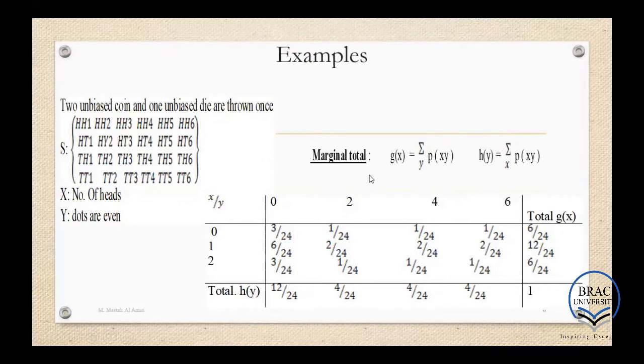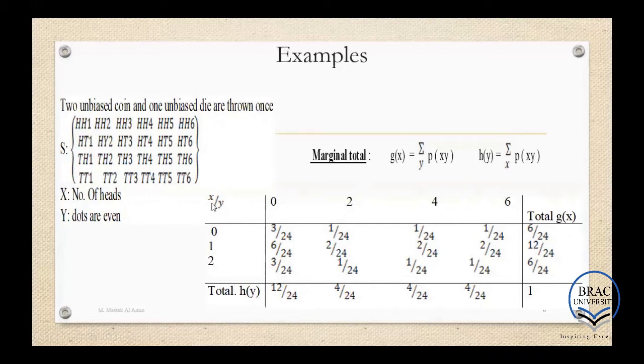So how do we get the marginal total? We know g of x equals the summation of p of xy. The summation is over y when we want to get the marginal total for x. Similarly, when we want to get the marginal total for y, then we will have the summation over x of their joint probability function p of xy. So this table shows the probability values of their joint probability as well as their marginal probability.